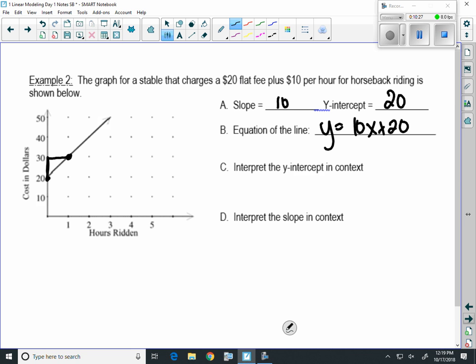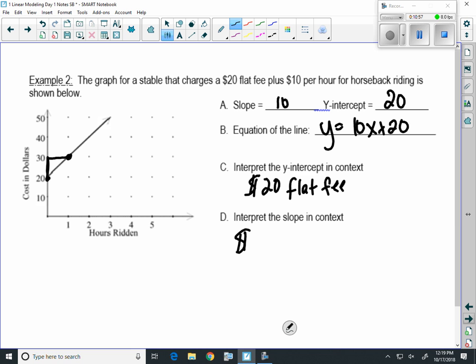Somebody raise your hand and tell me, what does the 20 mean? Yeah, right? She got charged a flat fee for using the stable, okay? So this is a $20 flat fee. Raise your hand and tell me, what does the slope mean? You get $10 every hour. So you don't get $10 every hour. We're talking about a stable. Yeah, you're paying $10 per hour for horseback riding.